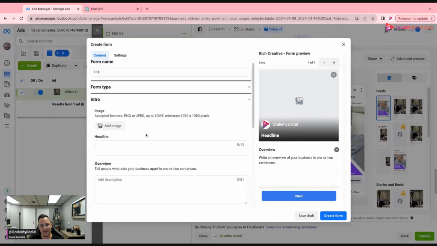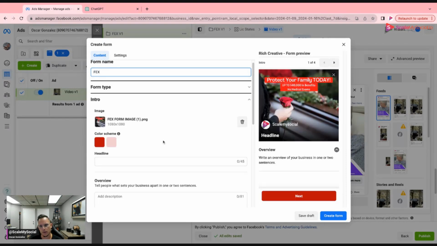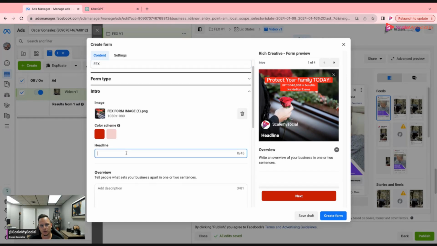And the first thing we're going to do is add an image. Guys, same thing. You can go on Canva, and on Canva, you can go in and literally just grab an image, right? For the purposes of this example, I have several images here. So I'm just going to pick one of these that I already have kind of set up and ready to go. Right here. Okay. So take a look at that. All right. Protect your family today, up to 40,000 in benefits, no medical exams. That's it, right?